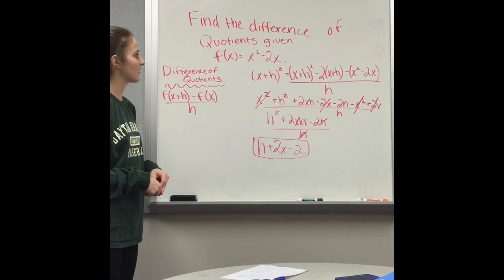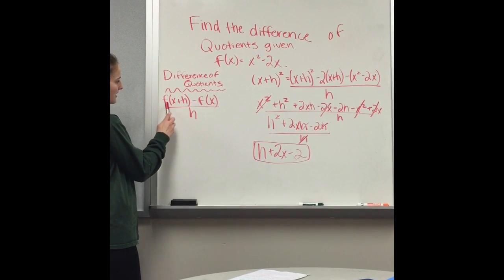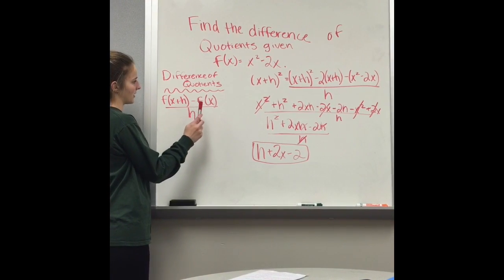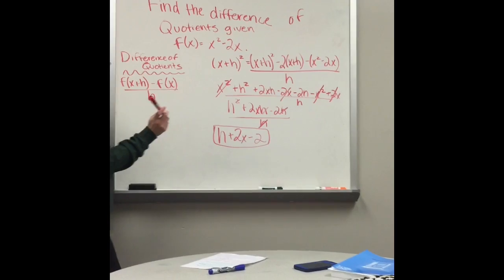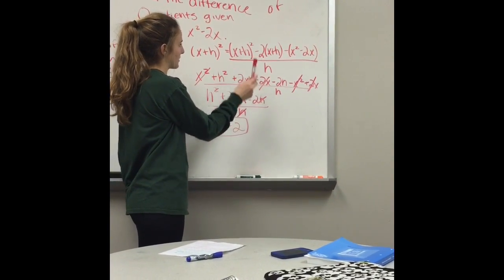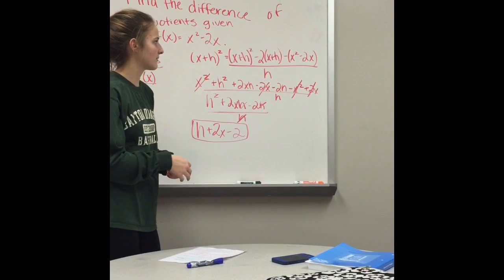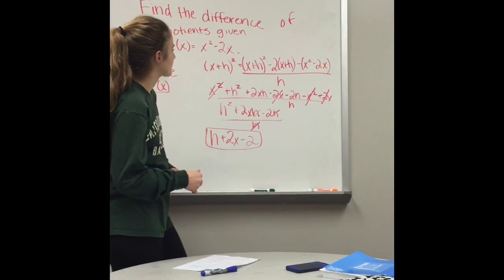Alright, so you have to find the difference quotient given that f of x is equal to x squared minus 2x. And your difference quotient is (f of x plus h minus f of x) over h. So when you plug everything in, you get ((x plus h) squared minus 2(x plus h) minus (x squared minus 2x)) over h.